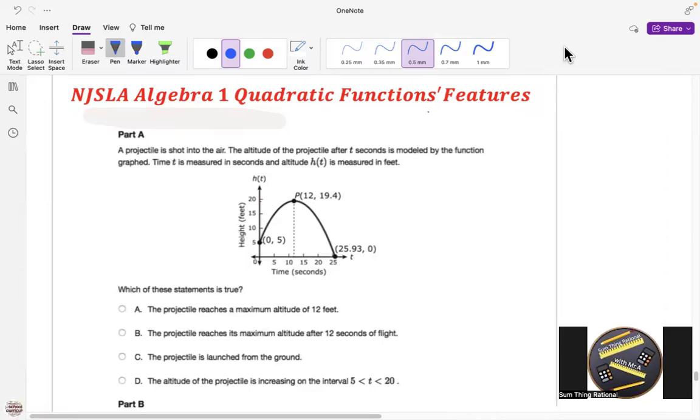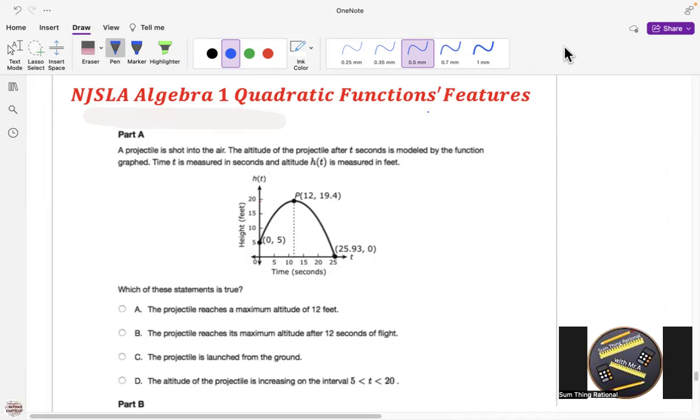Hello everyone. So we have been solving NJSLA Algebra 1 questions on quadratic function features. So here is one real-life application. You can pause the video and read the question first. As you see, this question has two parts, part A and part B.